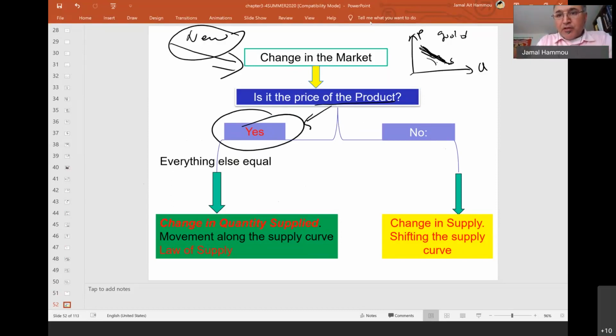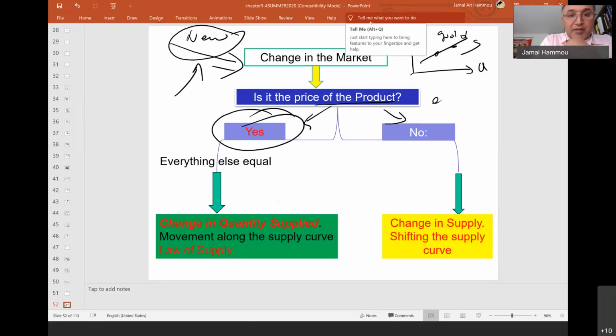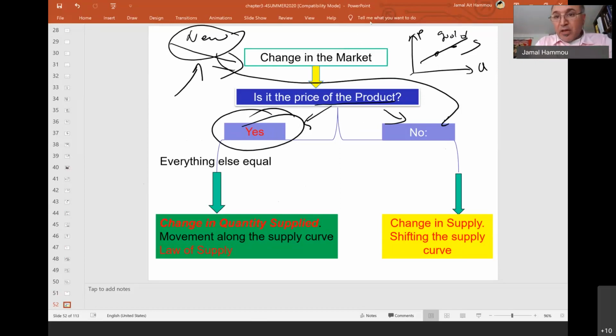Sorry, I put the demand curve here. I'm talking about the supply curve, S. So if I ask what is new, if the price of the product changes, the answer is yes. I'm going to talk about movement along the supply curve or the demand curve, either way. If the answer is no, something else, I don't know what it is, but it's not the price, then I have to talk about shifting the supply curve or shifting the demand curve. That is the way you should think.